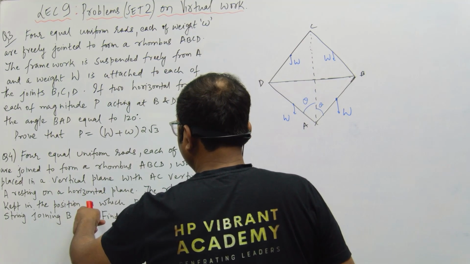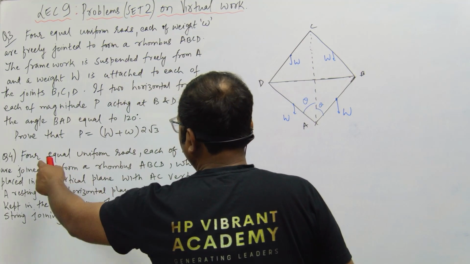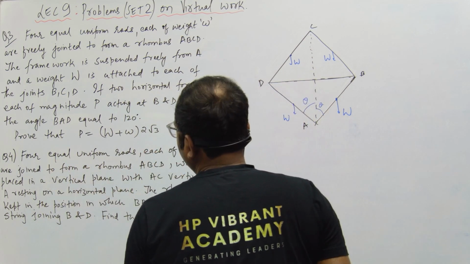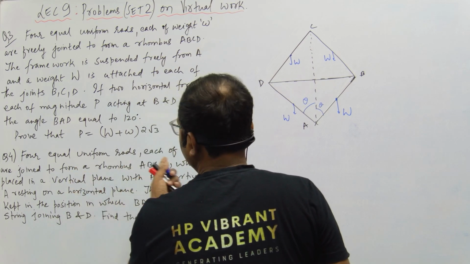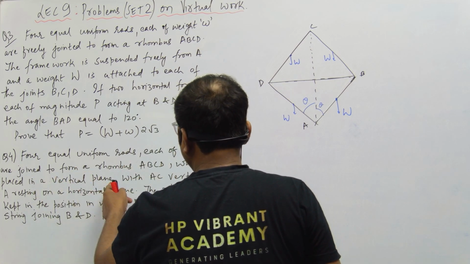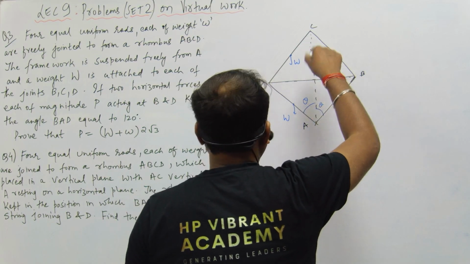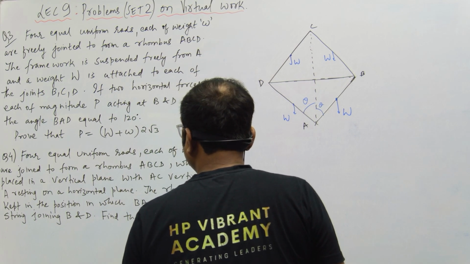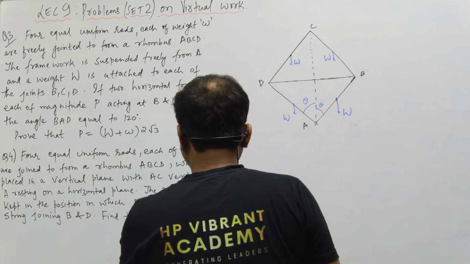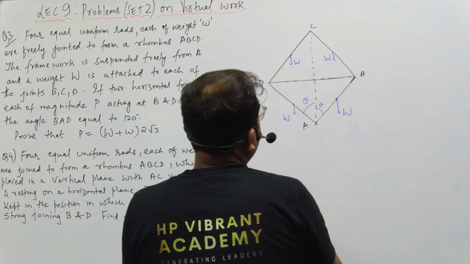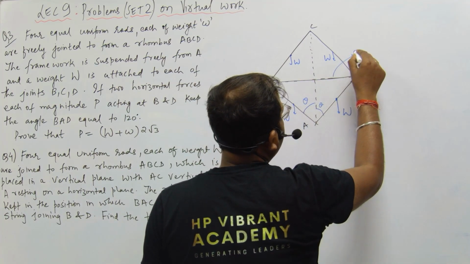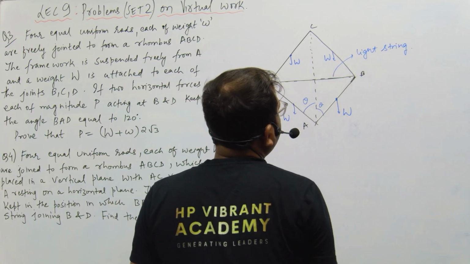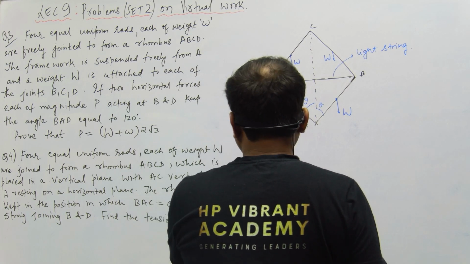The rhombus is kept in position in which BAC is equal to theta. Let us read this again. Four equal uniform rods, each of weight capital W, are joined to form a rhombus ABCD, which is placed in a vertical plane with AC vertical and A resting on a horizontal plane. The rhombus is kept in a position in which BAC is equal to theta by a light string joining B and D. So this is our light string. Find the tension in the string.